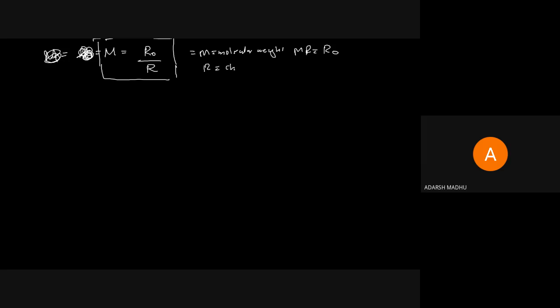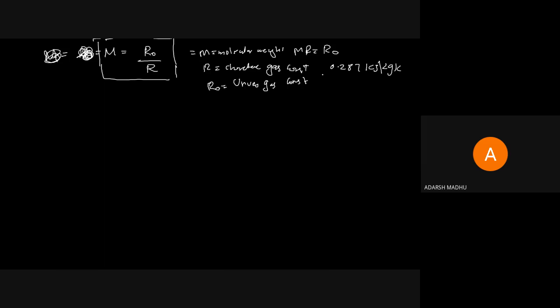R equal to characteristic gas constant or specific gas constant, 0.287 kilojoules per kilogram Kelvin. And R naught equal to universal gas constant. That is the difference between characteristic gas constant and universal gas constant. So it is a particular topic in your syllabus.